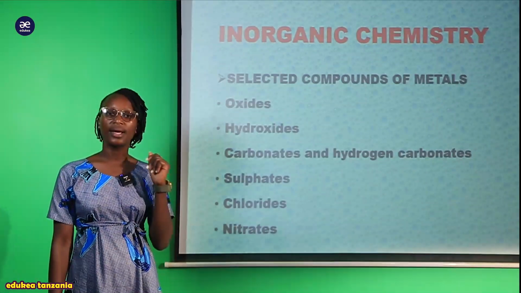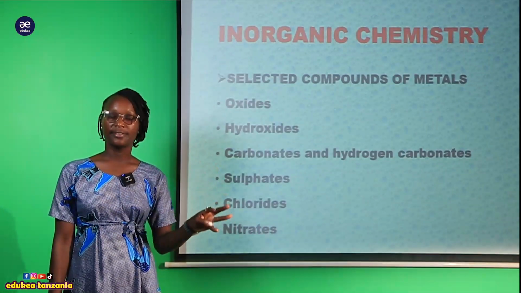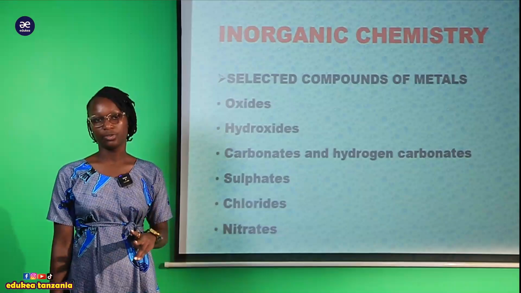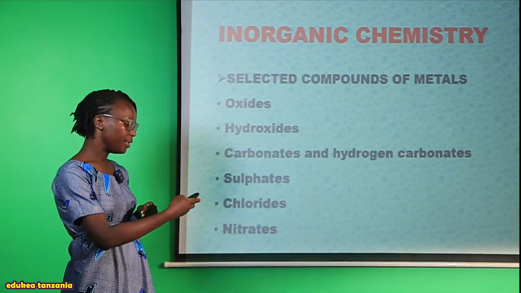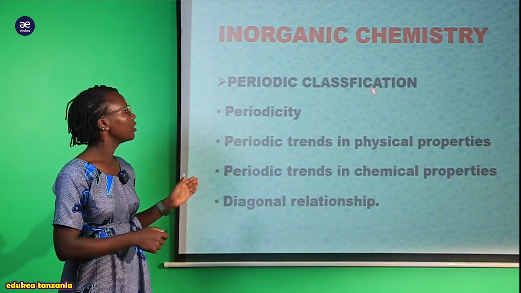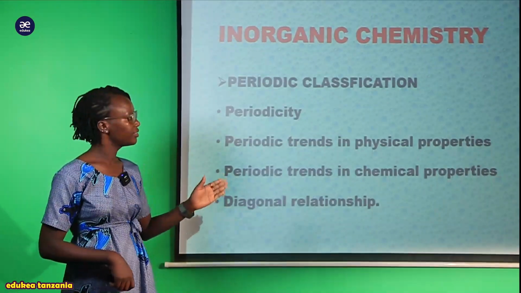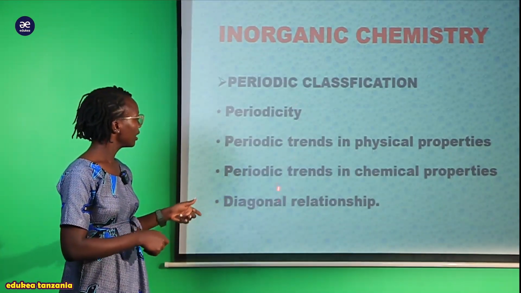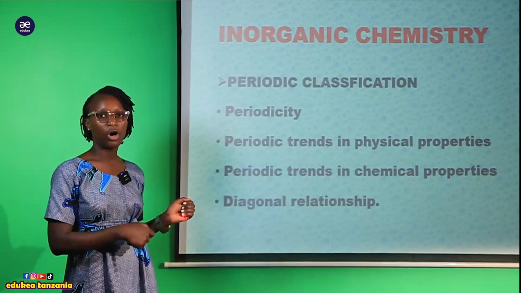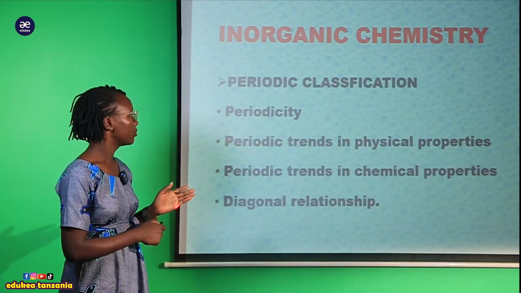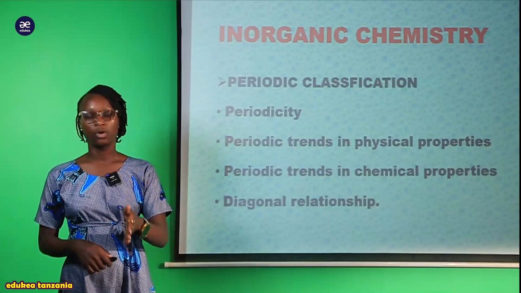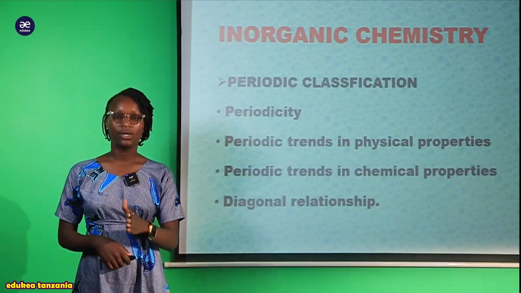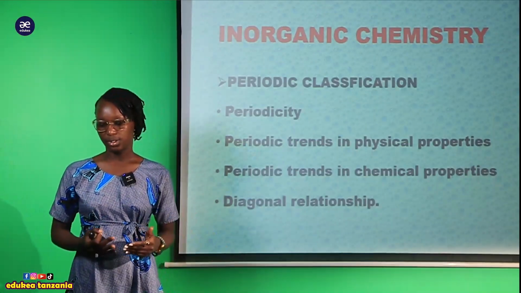Kwa hiyo tutakuwa na topic mbili, periodic classification na selected compounds of metal. Na kila topic ina coverage zake. So simply tutaenda kuanza na nini? Na periodic classification. Ambayo periodic classification ina involve mainly four subtopics, ambayo ni periodicity, periodic trends in the physical properties and chemical properties, and last is all about diagonal relationship.